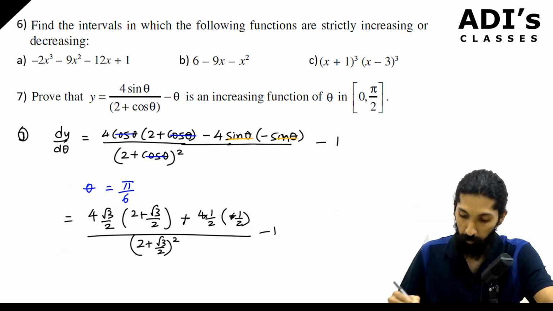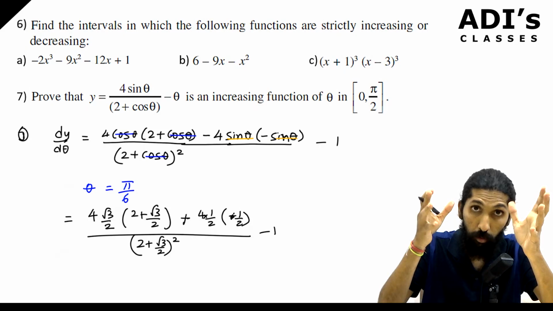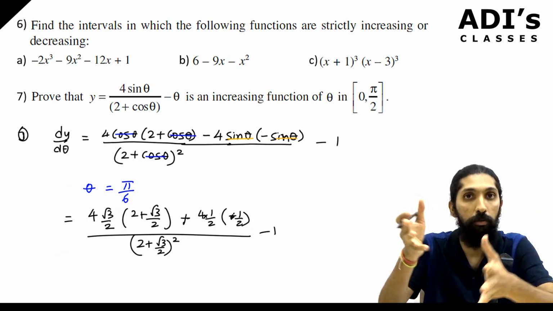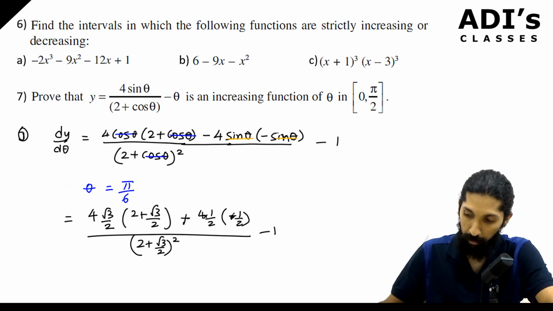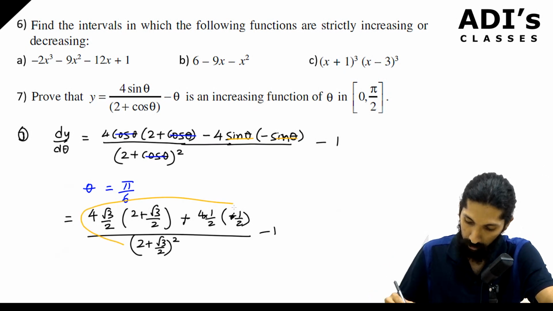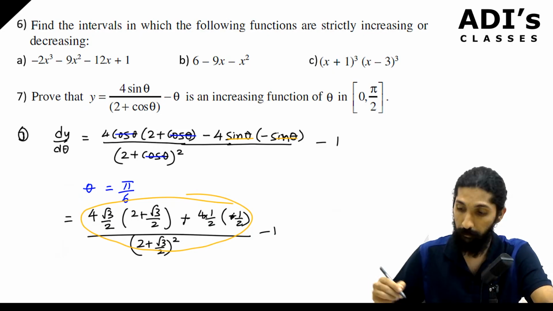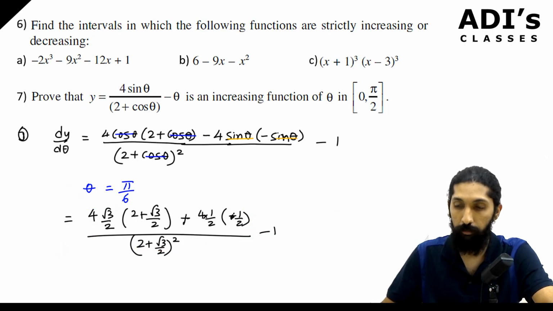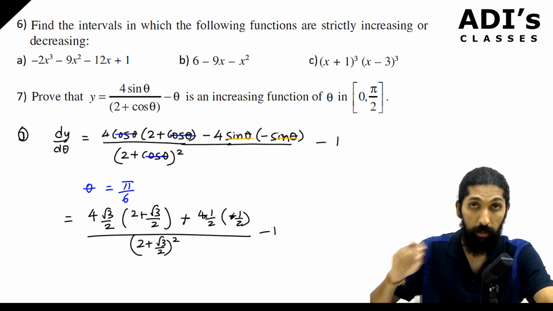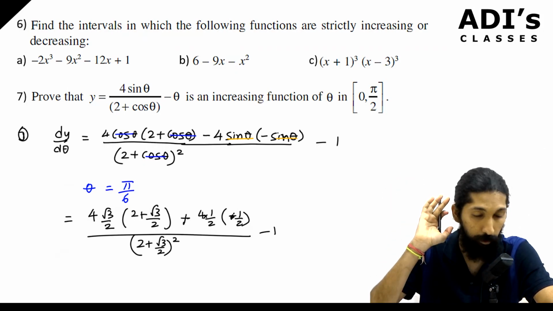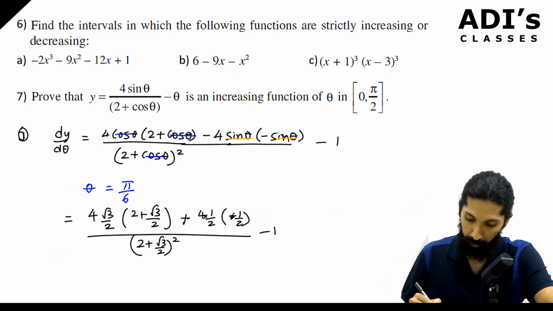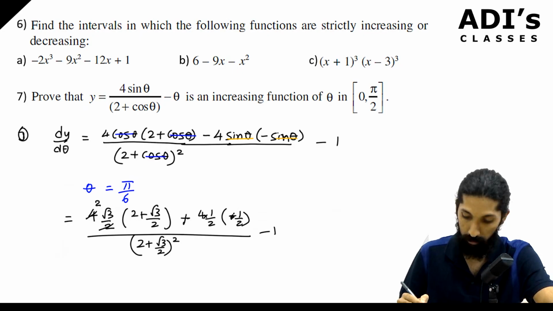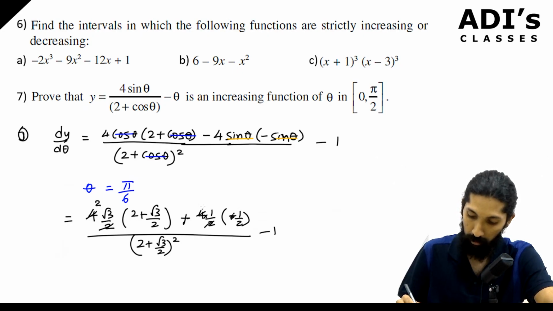Now, is this value more than 1 or less than 1? That is my only concern, and that should be the only concern for you guys also. Because if this entire left side value is greater than 1, then you know it is going to be a positive number. Correct? That's all you need to do. You don't have to do anything else. So 4 into root 3 by 2, you can cancel the 2 here. Correct? And then here also you can cancel the 2.